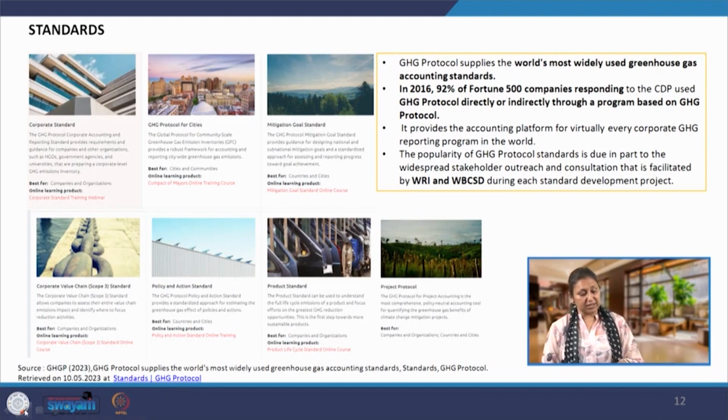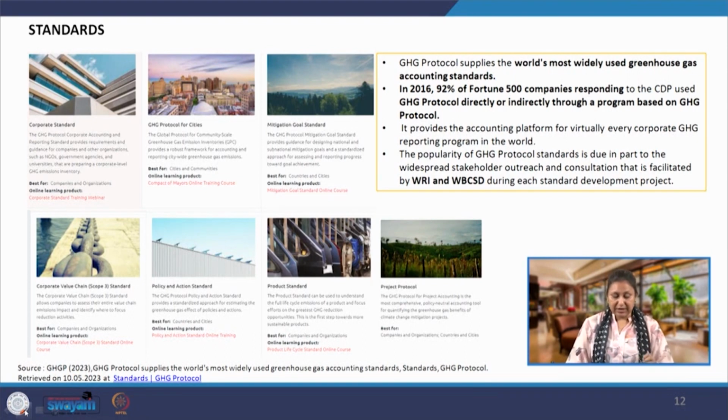Then we have the mitigation goal standard, which provides guidance for designing national and subnational mitigation goals and a standardized approach for assessing and reporting progress towards goal achievement. So, this is largely at a national and subnational level that it helps in formulating the mitigation goals and also provides the standardized approach.